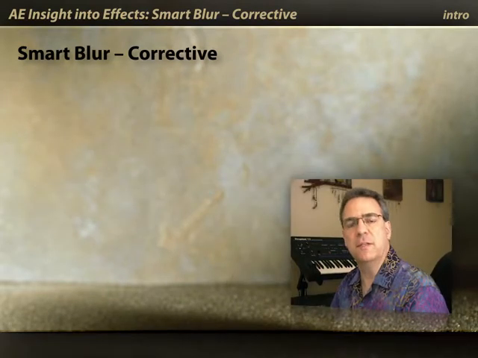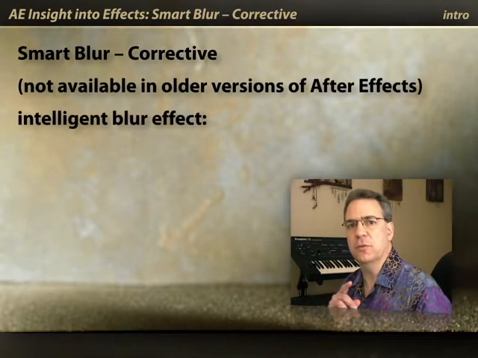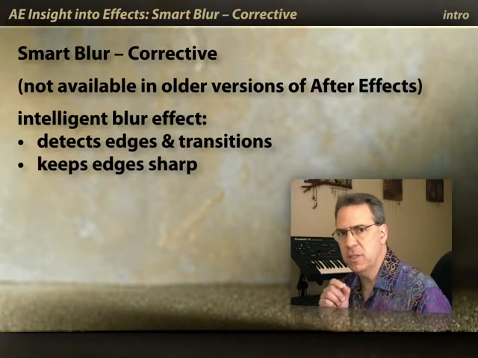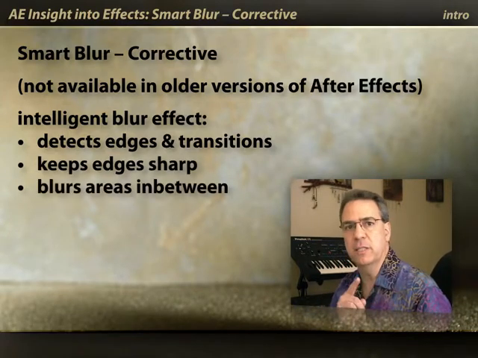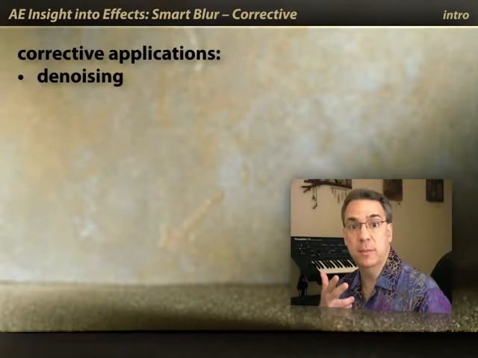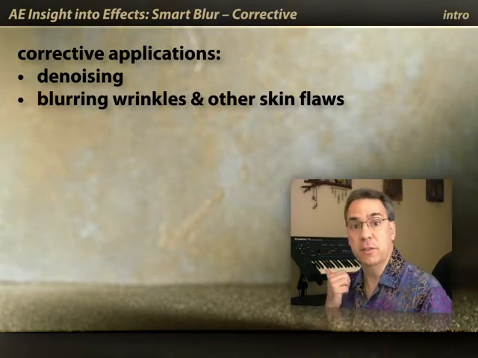Smart Blur is a relatively new filter that was added around After Effects version 7. It's an intelligent filter that looks at edges and other sharp transitions in an image, keeps those intact and sharp, and blurs the areas in between. This is useful for corrective applications such as removing noise from an image, removing wrinkles in a person's face, etc. And that's what we're going to cover in this movie.